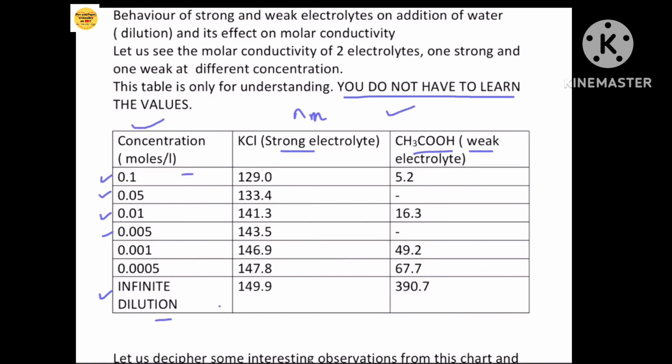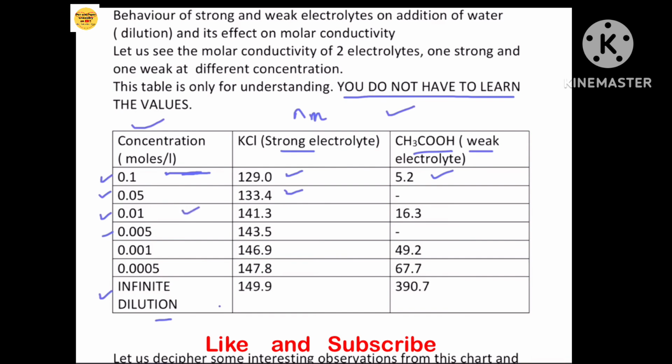You see the concentration at 0.1. Compared to 0.0005, this will be a higher concentration, right? So, at a certain concentration, the molar conductivity of KCl is much higher than that of acetic acid. Acetic acid is an example of a weak electrolyte. We dilute, concentration decreases. The molar conductivity of KCl shows a slight increase.